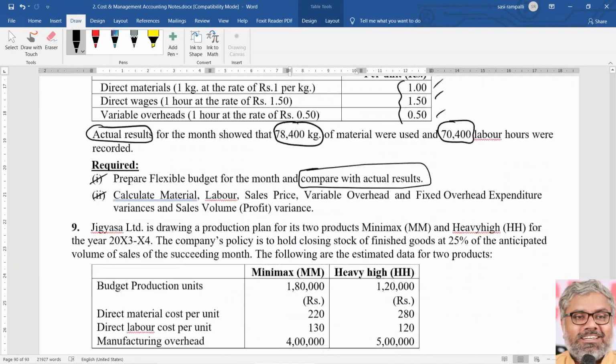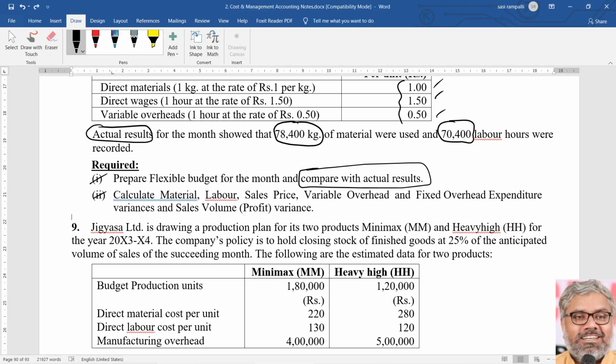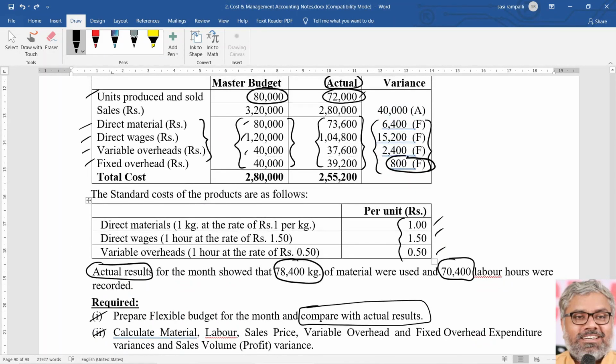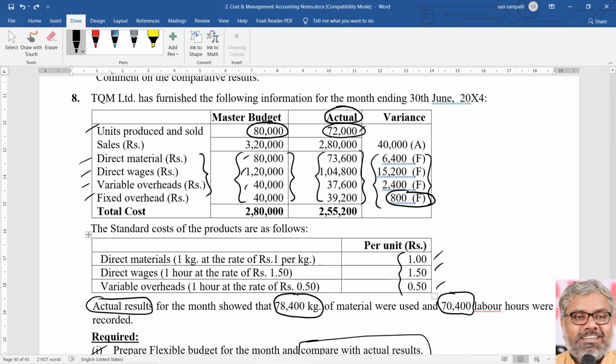We have to calculate all the variances. What are all the variances it was asking? Material variance, labor, sales price variance, variable overhead and fixed overhead expenditure variance, sales volume variance, that means profit variance is also asked. So different types of variances are asked here. That is the second question. But before that, we have to prepare a flexible budget. How well framed a question it is for 10 marks, a perfect question for 10 marks.